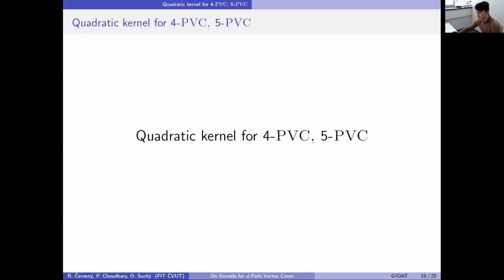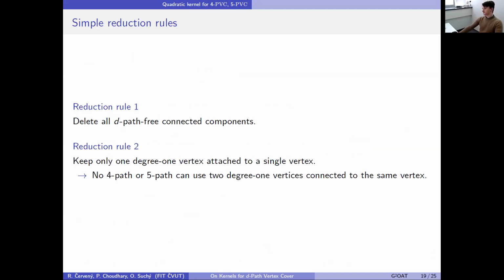Let's leave the questions until after the second result, because the technique that we used for 4-PVC and 5-PVC is totally different from the first one. So you can take a sip of water and just clear your mind, and we can start over. It's easier to grasp this result. So what are we going to do?